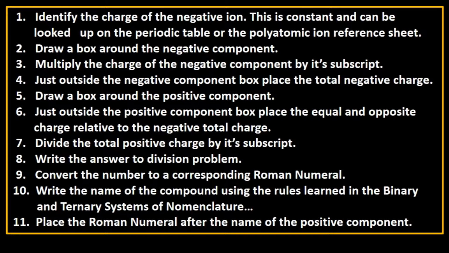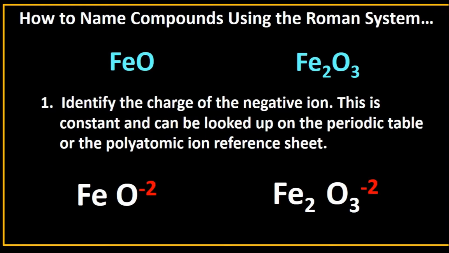Now, let's begin by looking at an example using these 11 steps to answer the question, what is the chemical name of a chemical formula? Here is a chemical formula. It looks like it's the same chemical formula, just some subscripts in there. Well, we have FeO and Fe2O3. Now, we have to identify the oxidation number of the positive component. And to do that, we're going to work backwards.